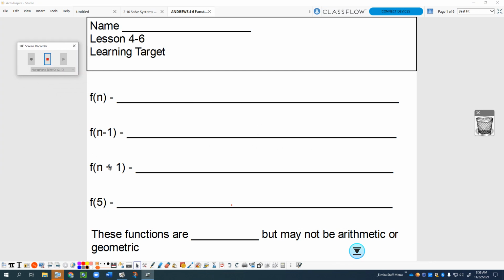Hi guys. So our video for today is for lesson 4-6. This is a lesson that's not in the text materials. It's a supplemental lesson, but you see a lot of questions like this on the Regents exam. So our learning target today is to evaluate sequences written in function notation.